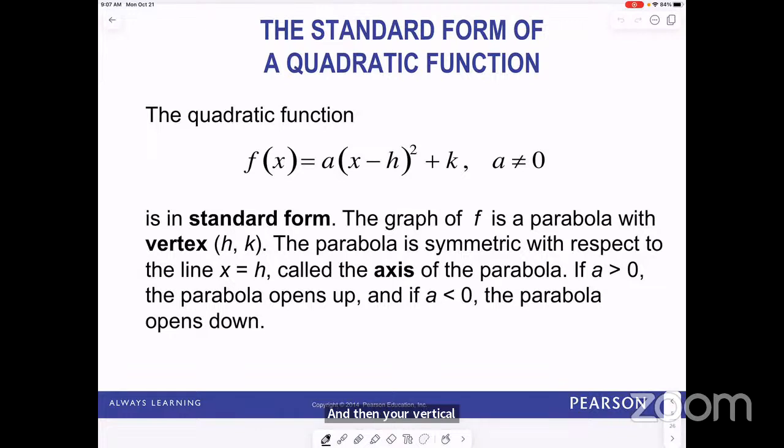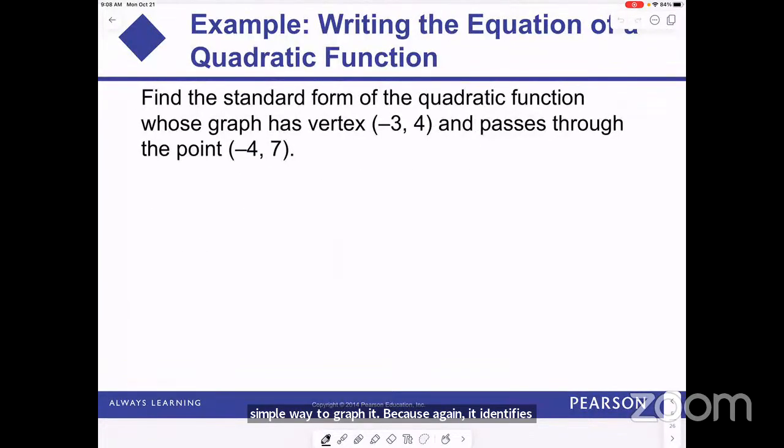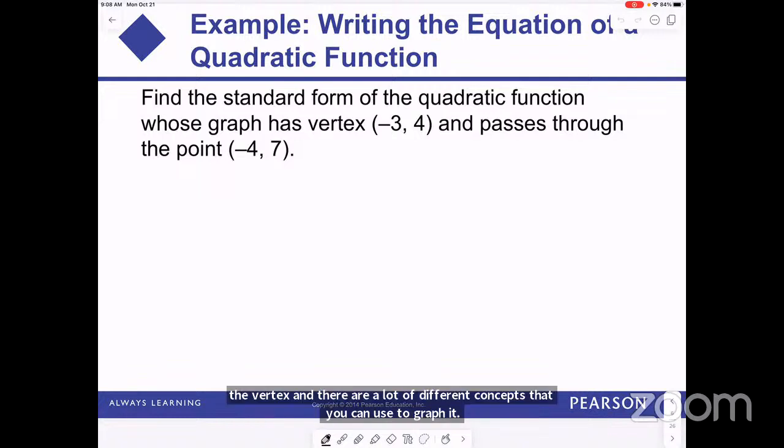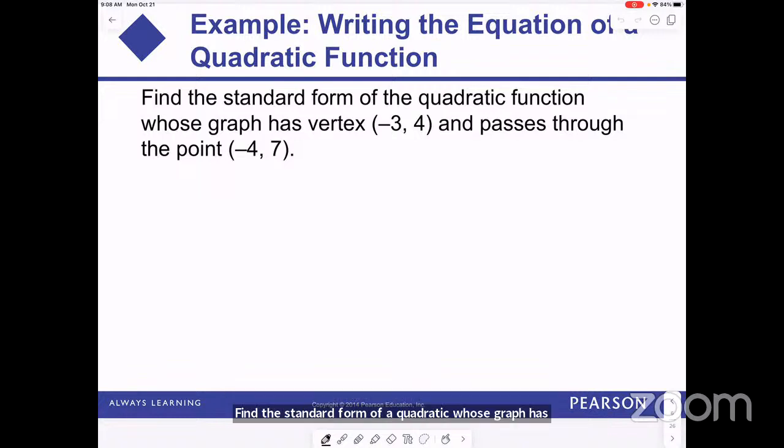And then there's even a third way. It kind of parallels the first way that we talked about, but you can also just plot points, right? But a quadratic in this form is going to be the most simple way to graph it, because again, it identifies the vertex, and there are a lot of different concepts that you can use to graph it. Find the standard form of a quadratic whose graph has this vertex and passes through this point. Okay.